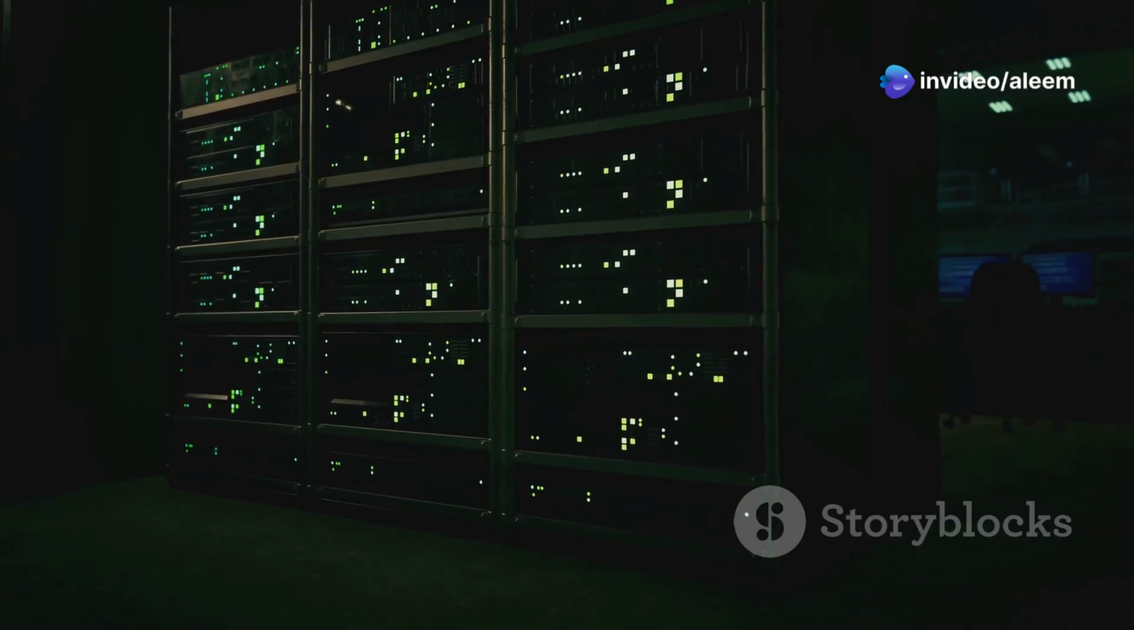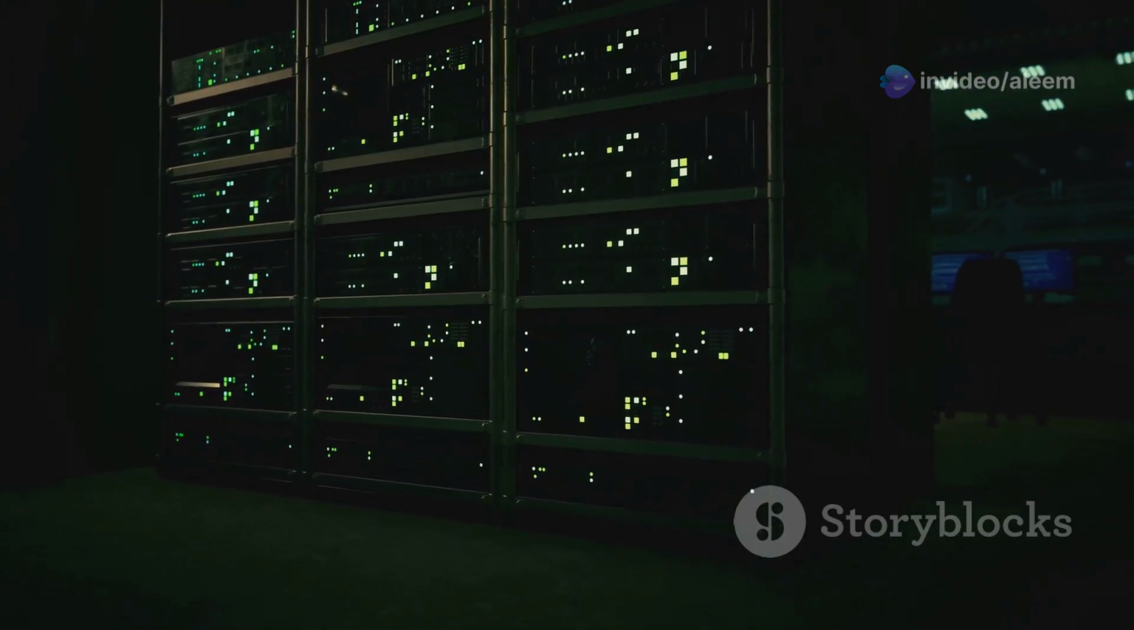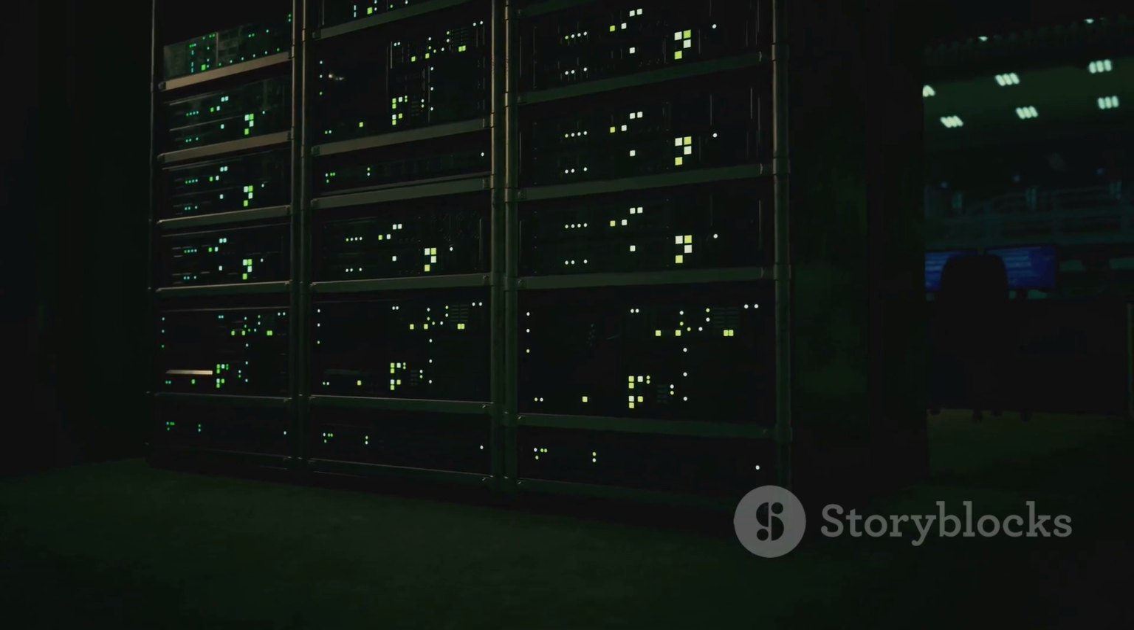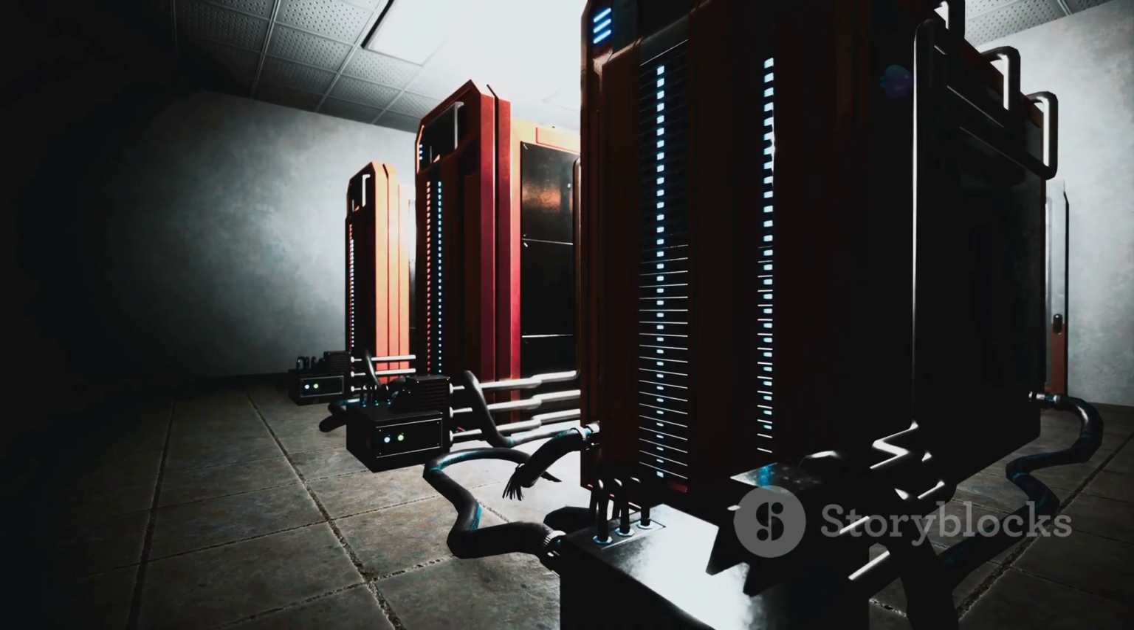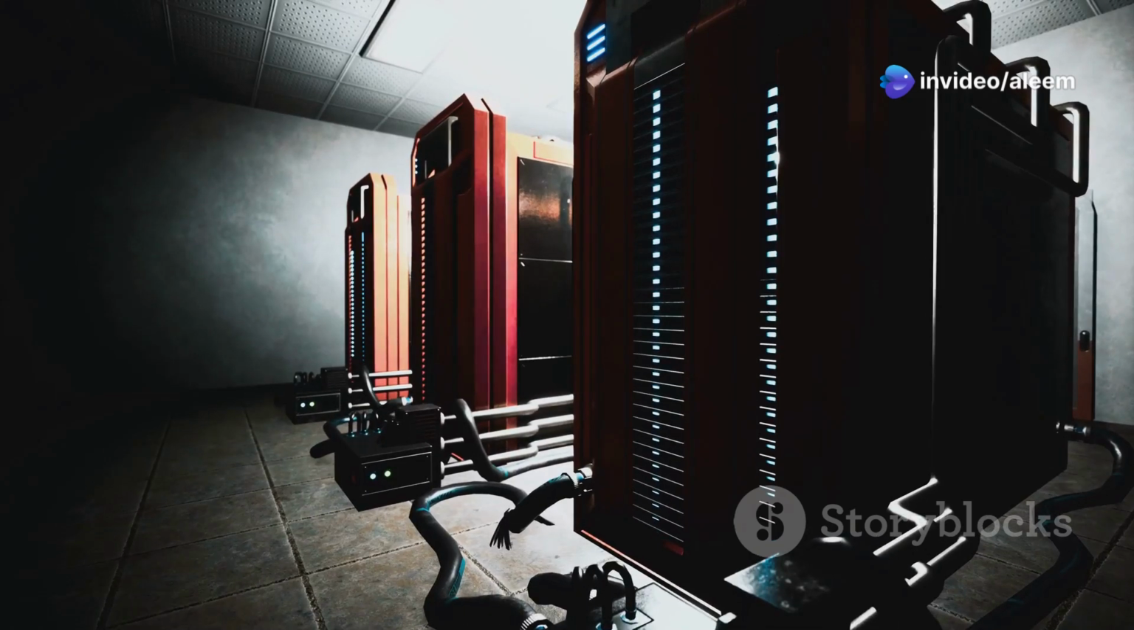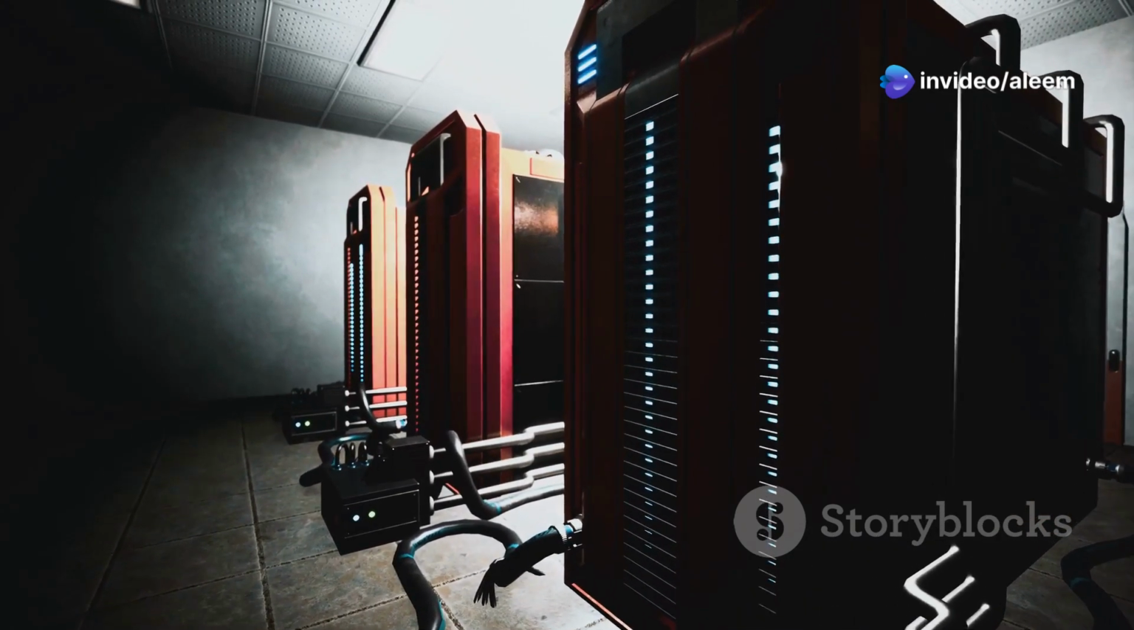Servers are like the backbone of the internet. They are powerful machines that manage network resources and provide services to other computers. They store websites, data, and applications that we access online. Without servers, the internet as we know it wouldn't exist.